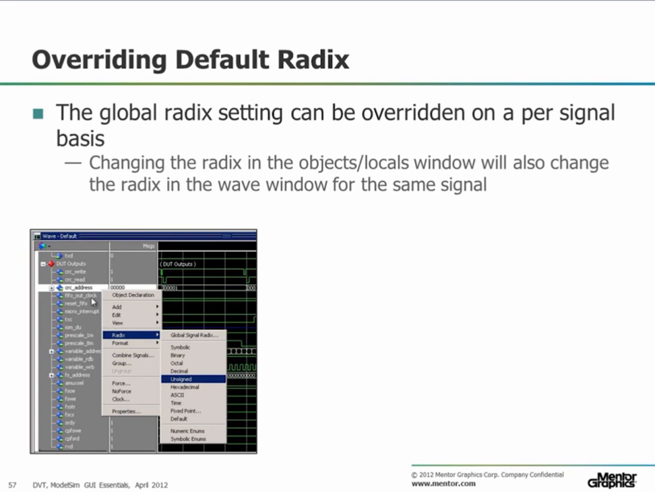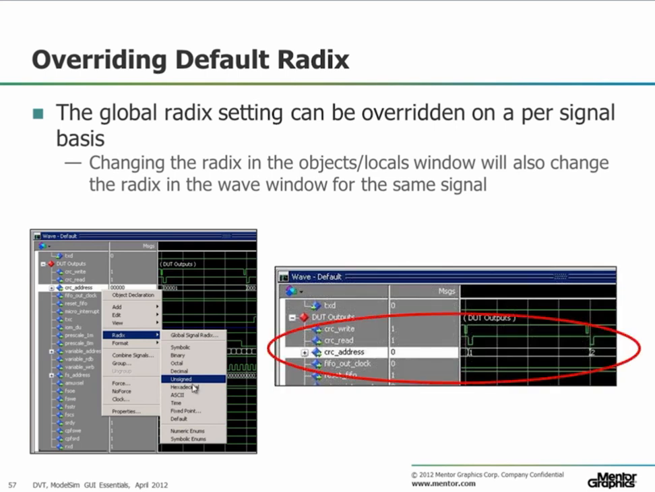That sets the global radix for that signal, but I can also override just the thing in the wave window to maybe show it as hexadecimal or something. Or in this case, I hit unsigned again. My global radix was binary. I changed it to unsigned. Everywhere else in the GUI will remain binary in this case. Just this signal in the wave window will be overridden to show unsigned.